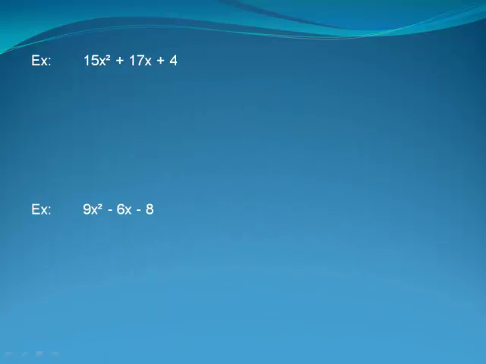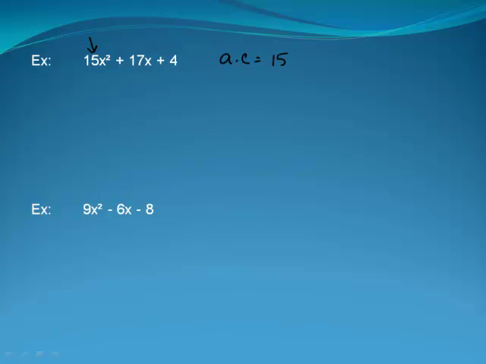Let's do some more examples. Let's look at 15x squared plus 17x plus 4. Again, you're going to recognize that this is not one of the easier trinomials because there's a number in front of the squared term other than 1. So your first step is to multiply a times c, which is simply the first number times the last number in the problem written in descending order.